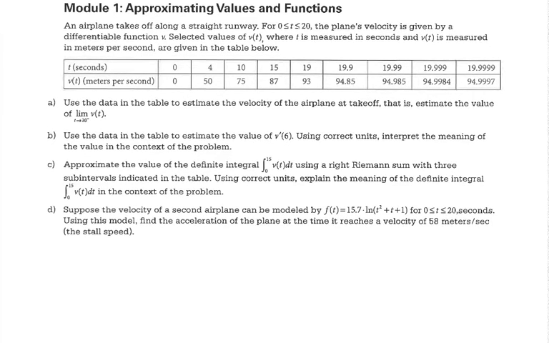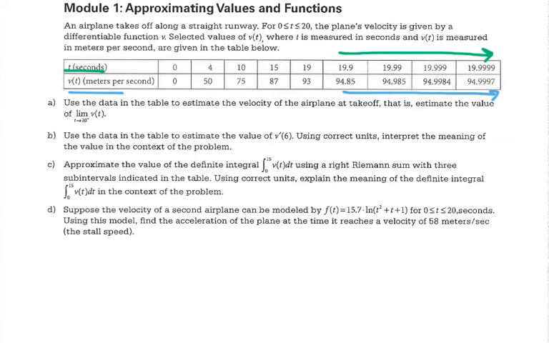We're going to go to part A. Use the data in the table to estimate the velocity of the airplane at takeoff. That is, estimate the value of the limit of v of t as t approaches 20 from the left. So if we're approaching 20 from the left, that means we're looking at time here. We are going closer and closer to 20. At the same time, we want to look at what the velocity is and what it's approaching.